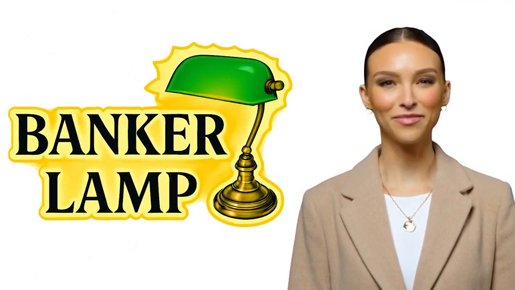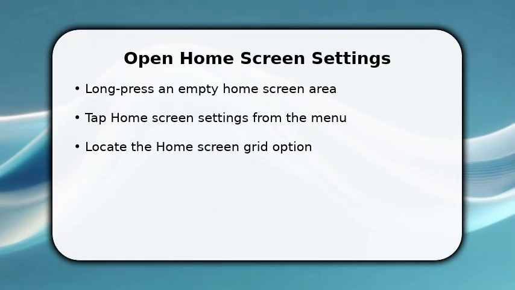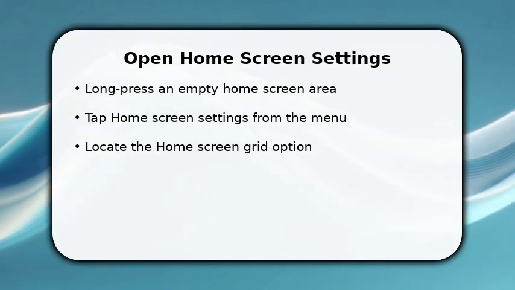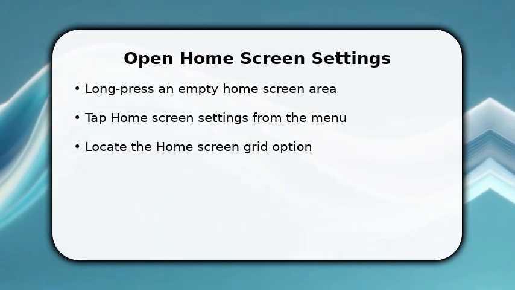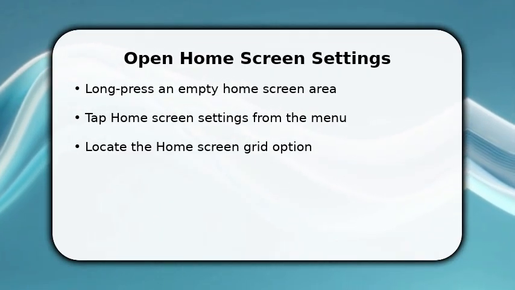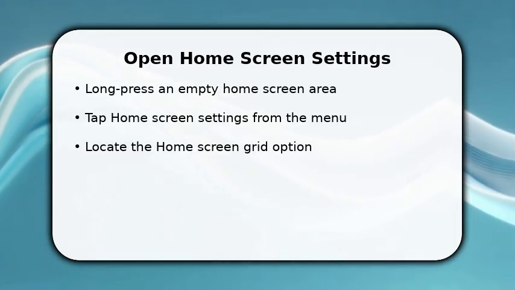Please enjoy the video. You start by opening the place that controls layout. Long press any empty space on your Samsung home screen. A compact menu appears. Tap Home Screen Settings to enter layout controls. This is faster than digging through global settings.